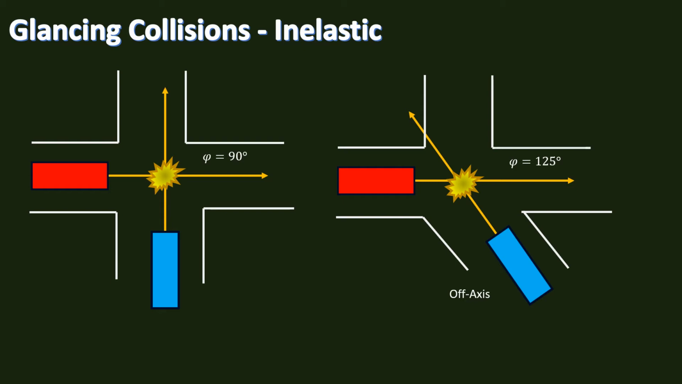Now let's talk about inelastic collisions. These are a little bit different. First of all, in this diagram right here, we see that we have two vehicles approaching an intersection that have a collision. On the right, we have the same thing, but we have the blue car that's off axis a little bit. This problem right here on your left is much easier to solve than this one. So let's take a look at it.